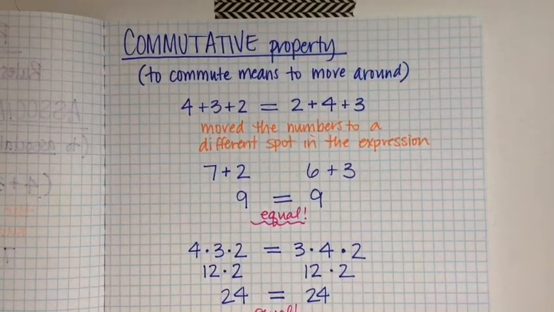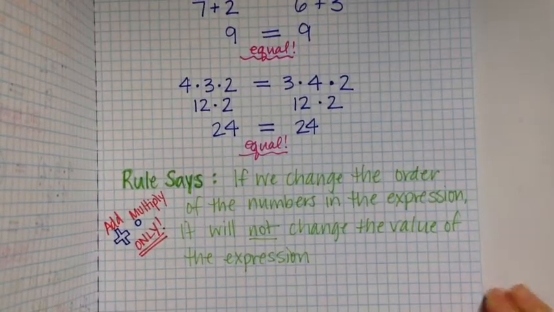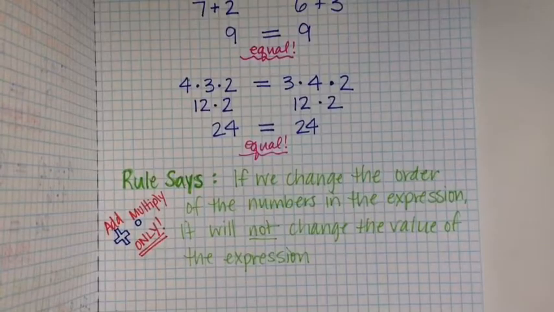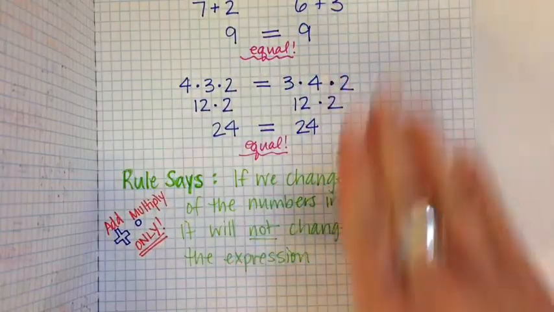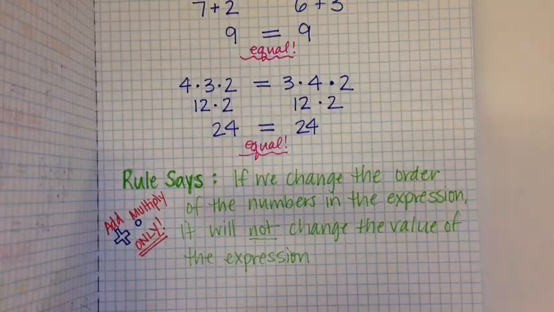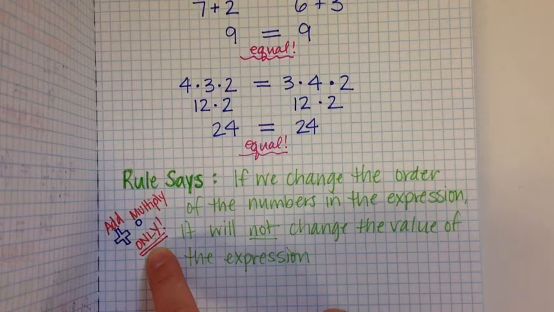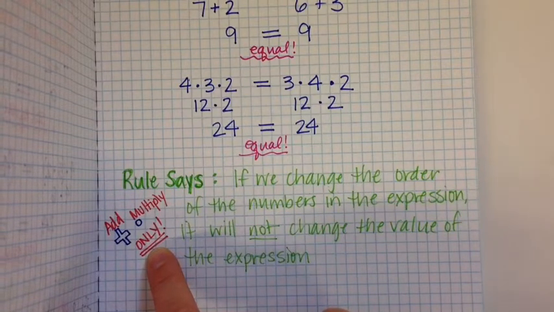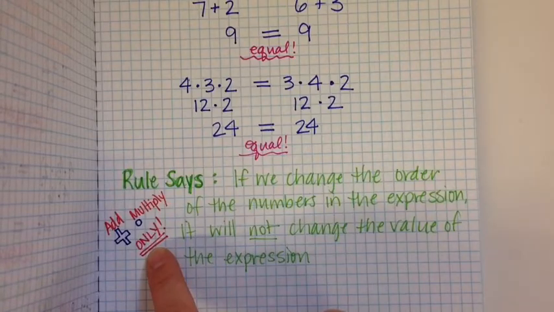the value. So the commutative property rule says if we change the order of the numbers in the expression, it will not change the value of the expression. So this side is still going to equal everything on this side, even though we changed the order that we wrote them in. And this one also only works with addition and multiplication. So if you think about some examples, or maybe non-examples, of division or subtraction problems, the order that you do those problems in matters. So that's why those don't work with the commutative property.